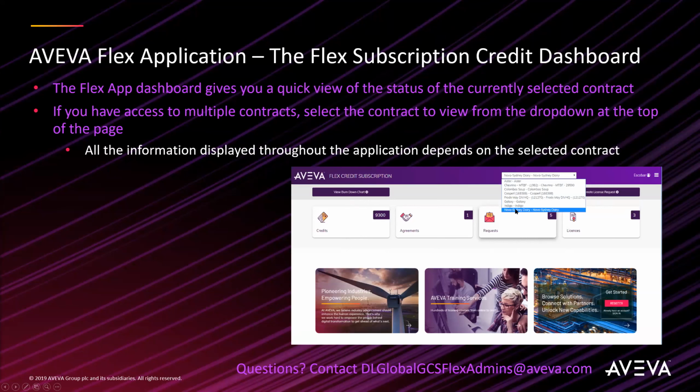So as an end user for, let's say, Cooperl or Galaxy or Indigo or something like that, you would probably only see that one and it would be pre-selected. If you are a TAM or a distributor and you have multiple companies that you're supporting, then you would see all those listed and you would select the one you want to work with at that time. So you're only going to work with one contract at a time.